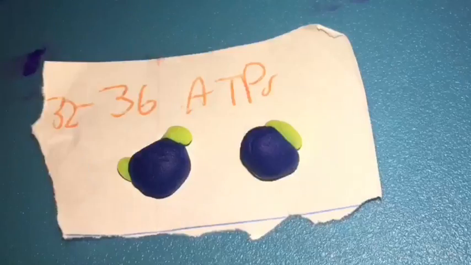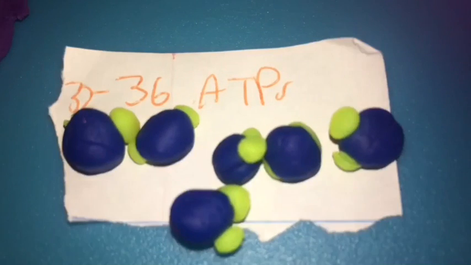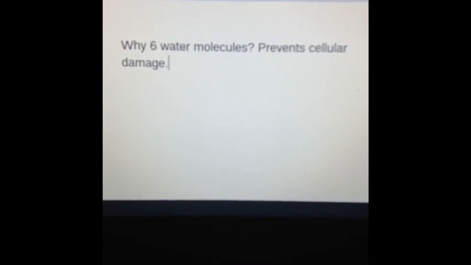32 to 36 ATP to be approximate. 6 water molecules are also a product of the ETC because it prevents electrons from doing any cellular damage.